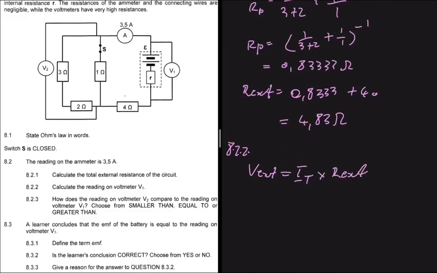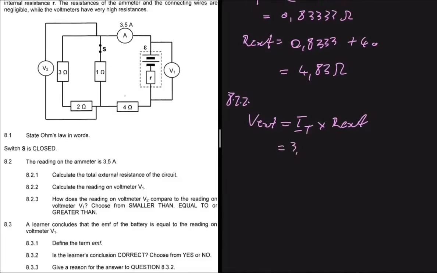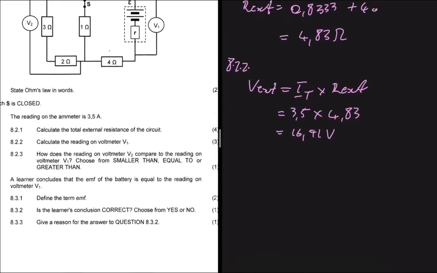That's how you find V external. If there was a switch somewhere and that switch is open such that there's no current flowing to any external circuit, then V1 would be reading EMF. But here clearly the current is flowing to the resistors in the external circuit, right? So V1 will read V external. So what is IT? We know that IT is 3.5. What is R external? We know that R external is 4.83, right? So I'm saying 3.5 multiplied by 4.83, and that's giving me 16.91 volts. Let's move forward and do 8.2.3.